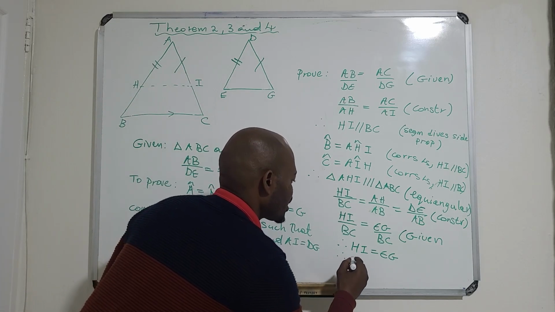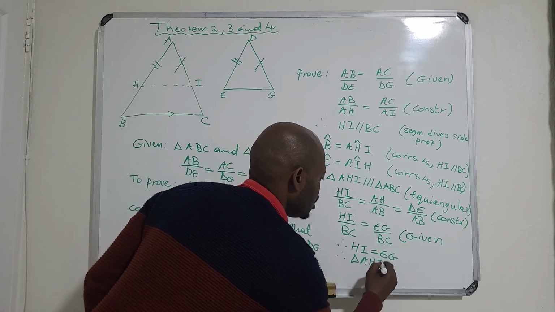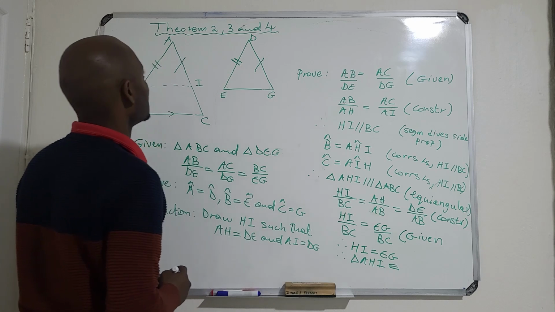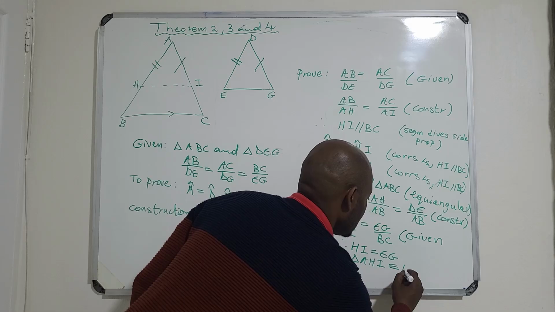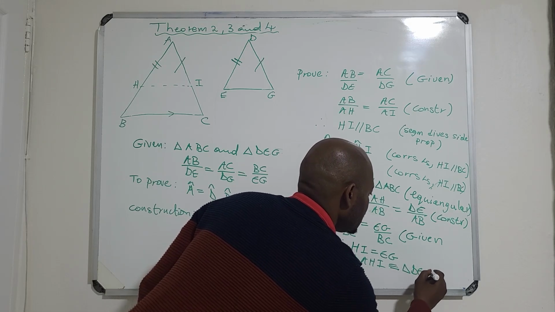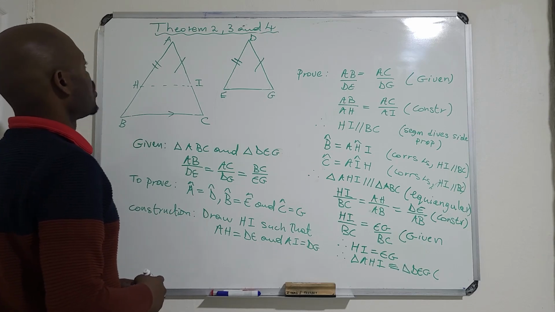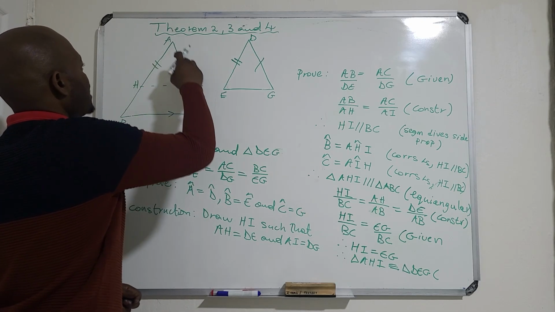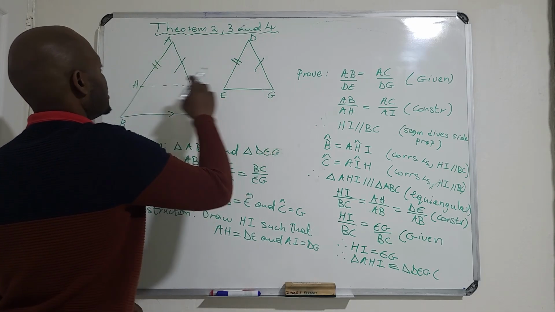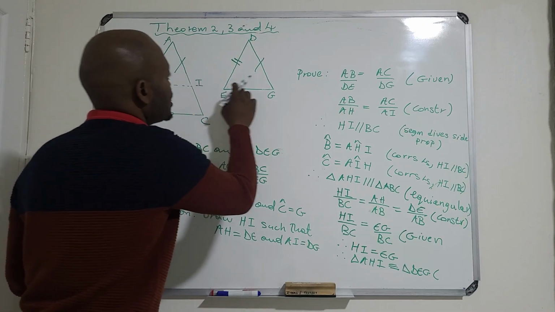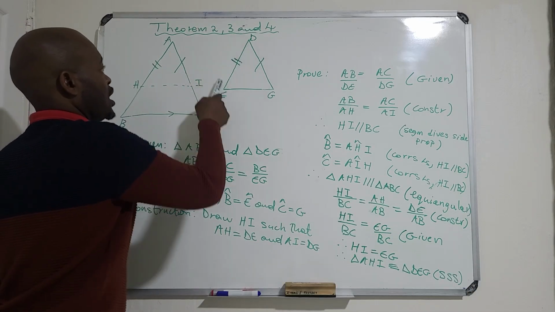Therefore, triangle AHI is congruent to triangle DEG. Why are they congruent? Because side, side, side. This side is equal to that side. This side is equal to this side. We've just proved now that this side is equal to that side. Therefore, reason: side, side, side. Two triangles are congruent.